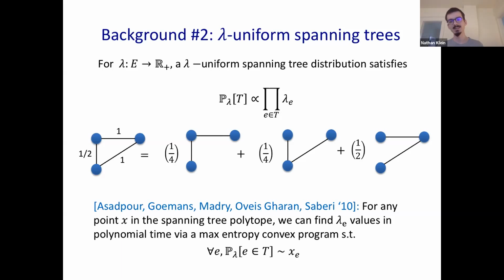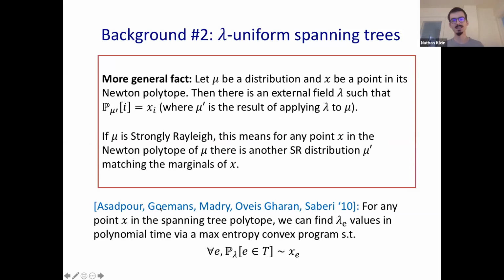So kind of as an aside that many of you may know, this is actually an instance of a more general fact. Given any probability distribution mu and any point x in its Newton polytope, there's an external field lambda such that the distribution resulting from applying this external field matches the marginals of x. And if mu is strongly Rayleigh, then due to closure under external fields, this means that for any point x in mu's Newton polytope, there's another strongly Rayleigh distribution matching the marginals of x. And this is a sort of nice general fact.